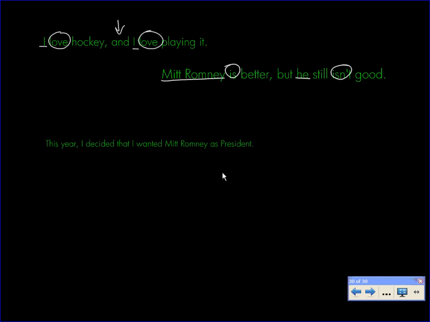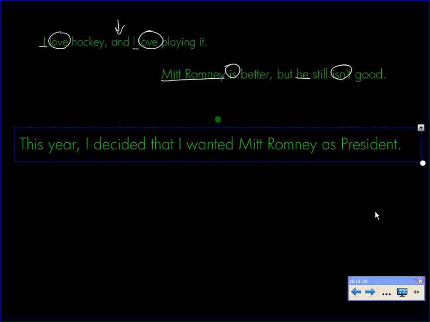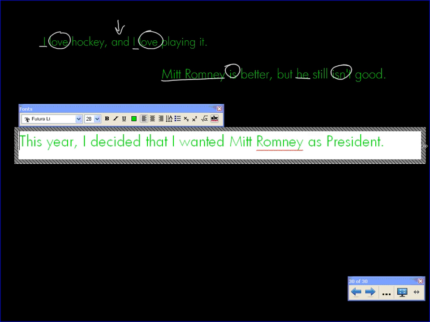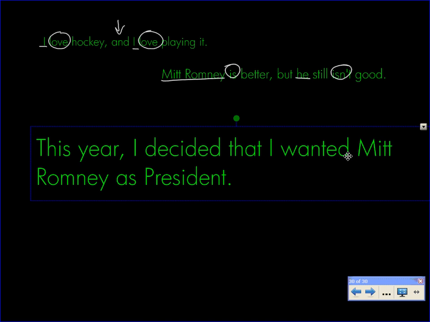And I hope I caught all of these on your papers, but technically when you're talking about President of the United States, you should capitalize it. If you're talking about just some random president of some company, you don't need to capitalize it unless it comes in front of their name. But when you're talking about what the Secret Service calls POTUS, President of the United States, you need to use the capital P. This year I decided that I wanted Mitt Romney as president.